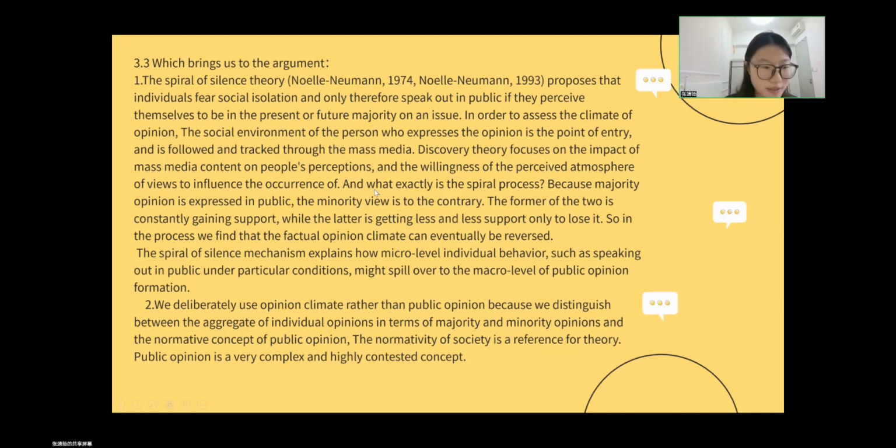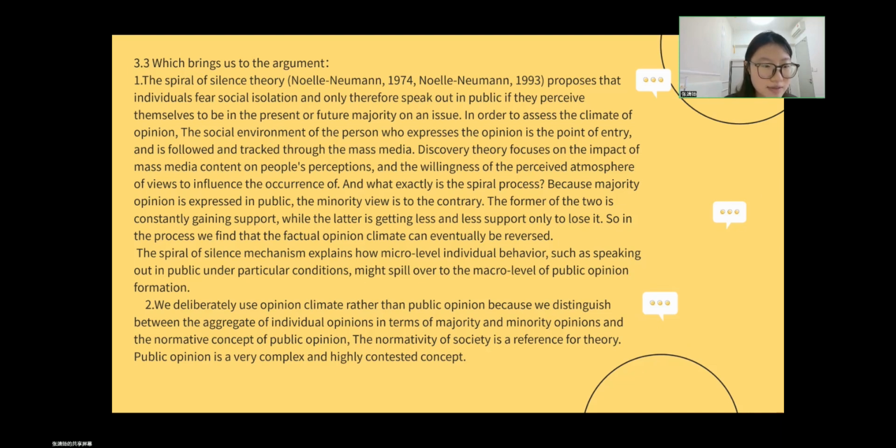There are two main arguments below. The first being the spiral of silence theory. Most opinions are expressed in public and a few are not. The minority loses support, and those who express it in public continue to gain support, and from then on are caught in a cycle in which it is found that the eventual climate of opinion can also be reversed, and this mechanism explains how the behavior of individuals at the micro level spills over into public opinion.